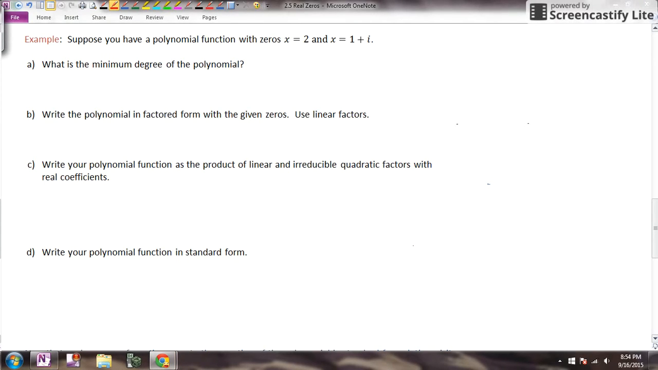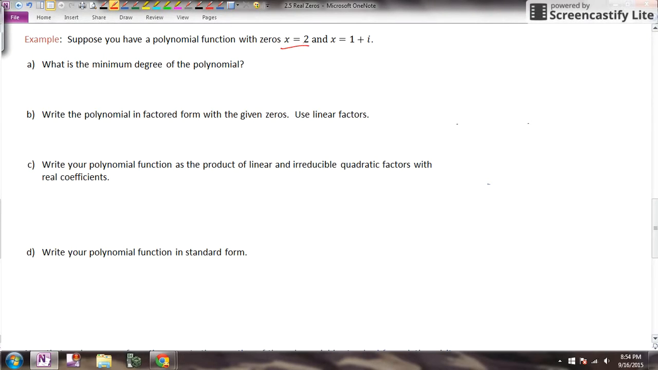Nice work. All right, now let's move on to this last example here. Suppose you have a polynomial with the zeros x equals 2 and x equals 1 plus i. Like, okay, interesting. What's the minimum degree? Well, you're like, well, there's 2 zeros there, so it must be x squared. Oh, but wait. They tried to trick us.